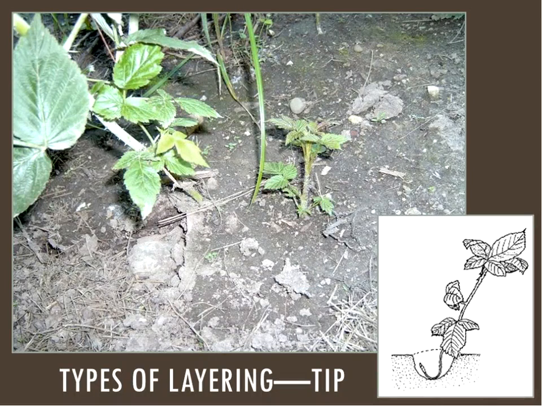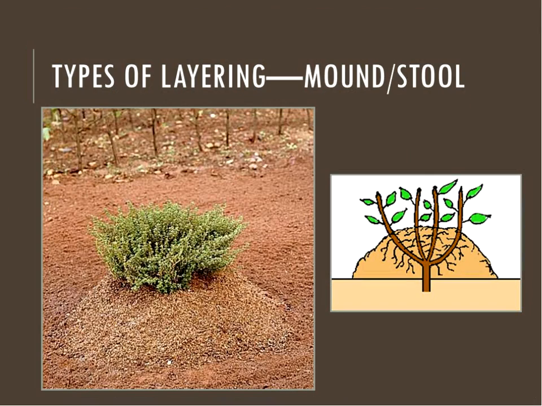Tip layering is very similar to simple layering, but this actually occurs naturally on a lot of your bramble fruits. So blackberries, raspberries, that sort of thing will already begin to arch their branches down towards the soil at the end of the season. And so you simply bury the tip of that branch and a new plant will form there, which you can then cut off.